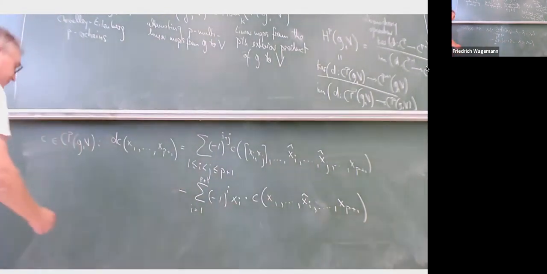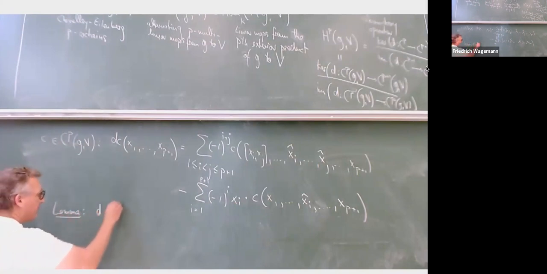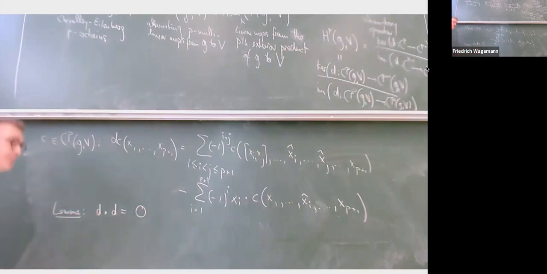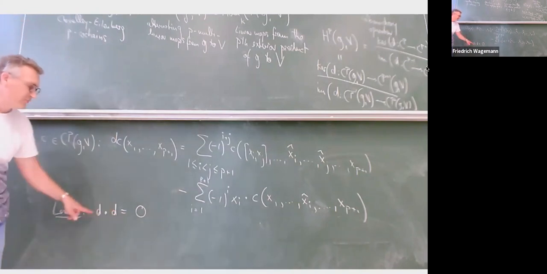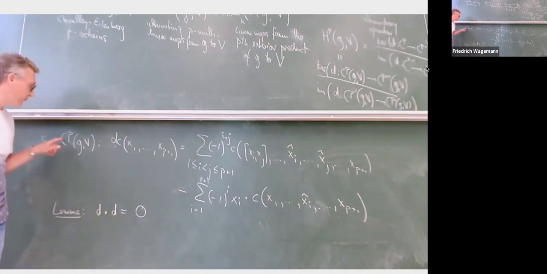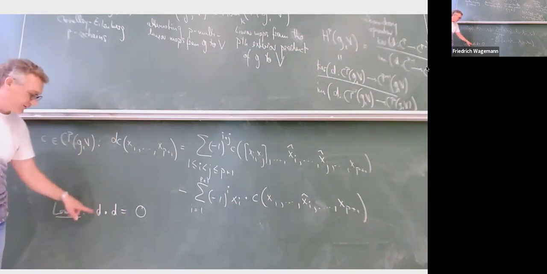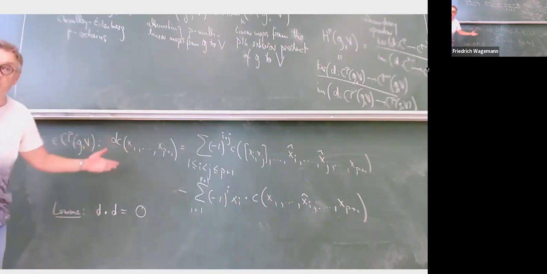And so the lemma is: D composed with D is 0, when this makes sense. This D goes from CP to CP plus 1, and this D goes from CP plus 1 to CP plus 2.